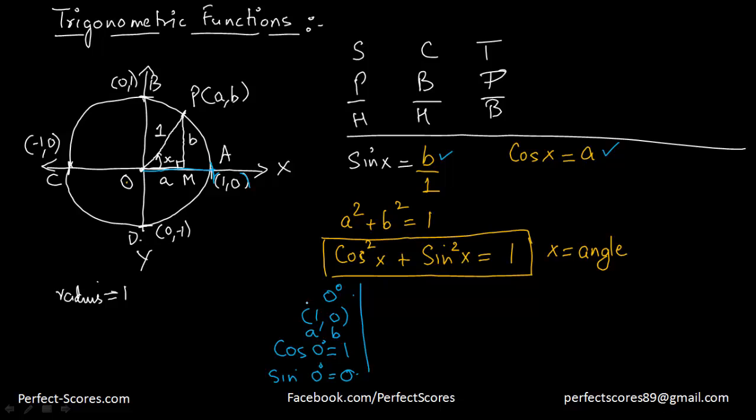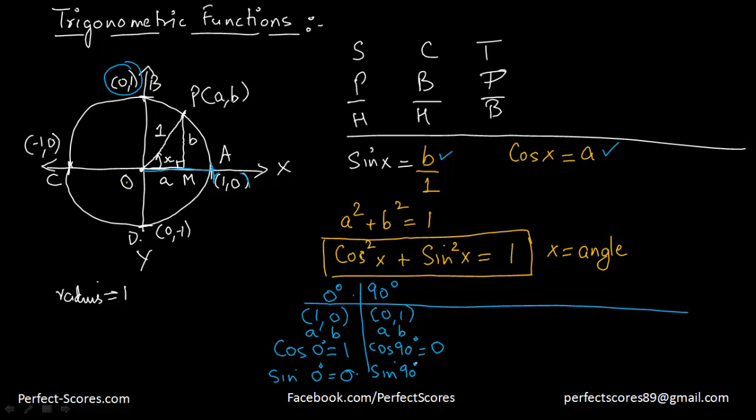In the next case, let's say I want to find the values for 90 degrees. At 90 degrees, I'm interested in the point (0, 1). In that case, a is 0 and b is 1. Hence, cosine of 90 degrees is equal to the value of a, which is 0, and the sine of 90 degrees is equal to b, which is 1.